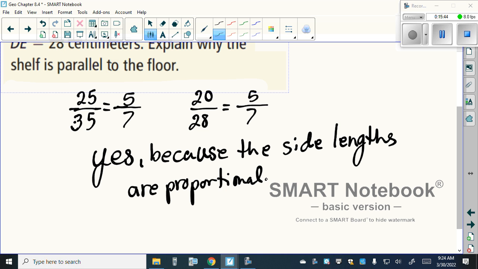The side lengths are proportional. And this here is really just using our converse theorem. Any questions on this here?